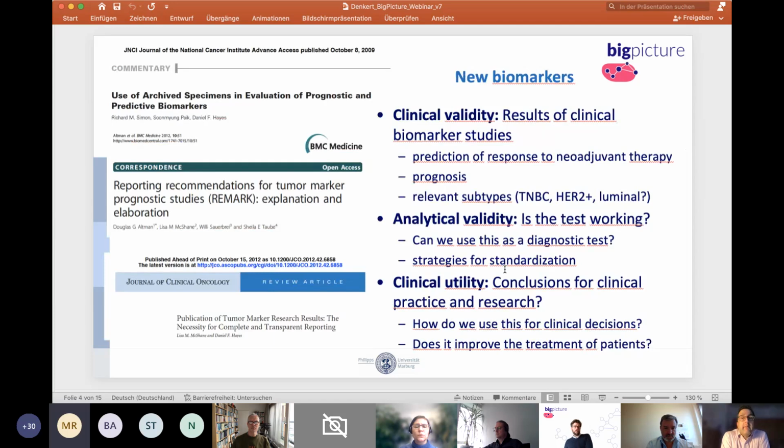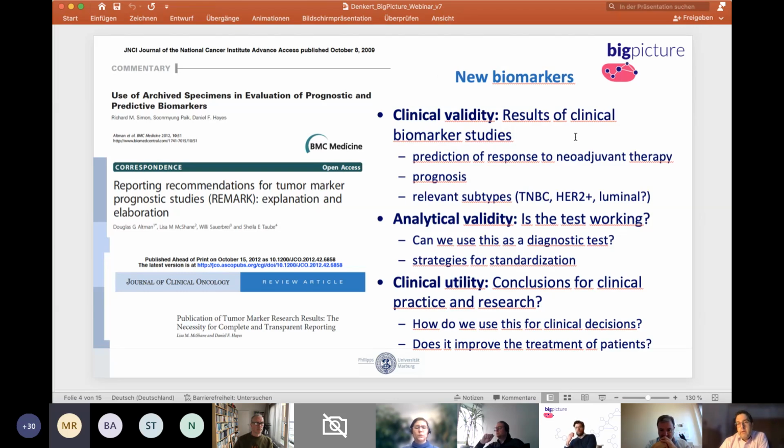Very generally, if we think about a new biomarker, there are three issues that are relevant for us as pathologists and for the clinical researchers. So we have to think about clinical validity, analytical validity, and clinical utility. Clinical validity is a very easy first step.